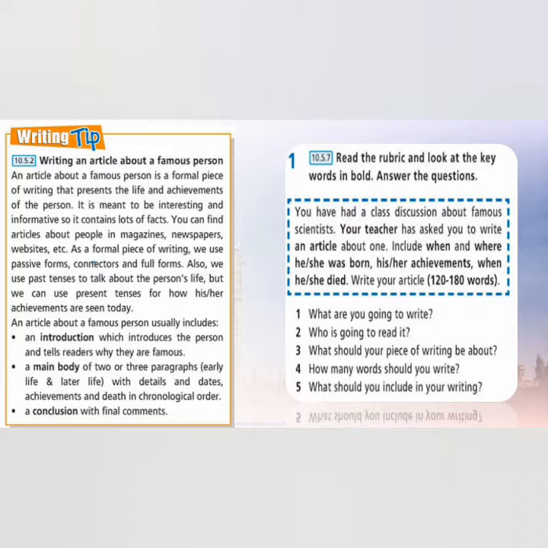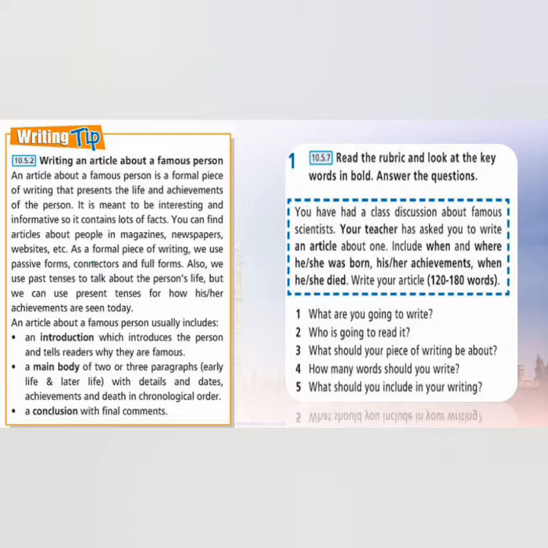As a formal piece of writing, we use passive forms, connectors, and full forms. Also, we use past tenses to talk about a person's life. But we can use present tenses for how their achievements are seen today.